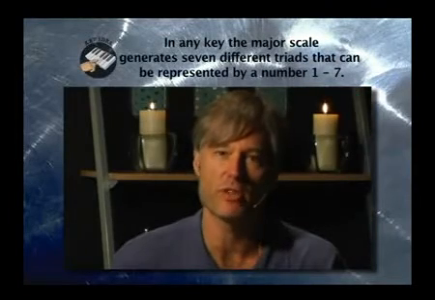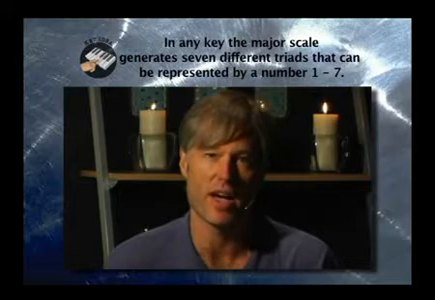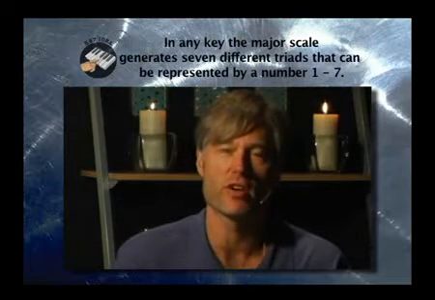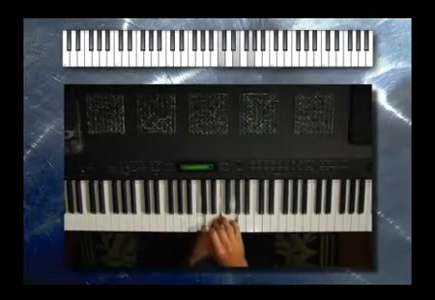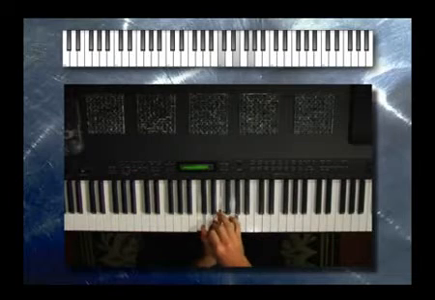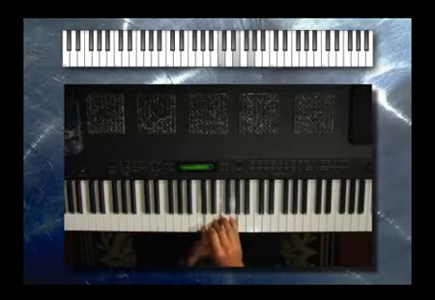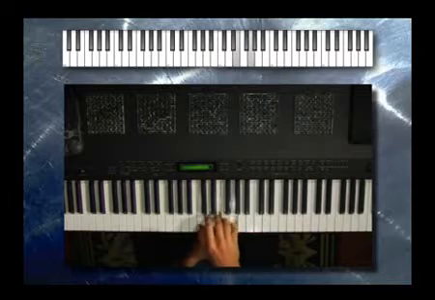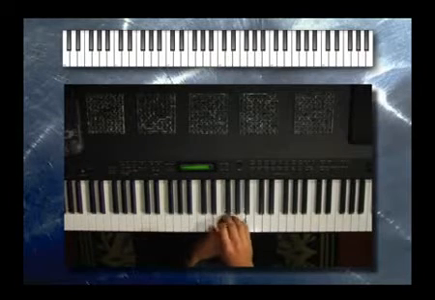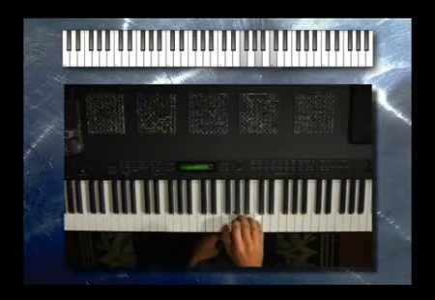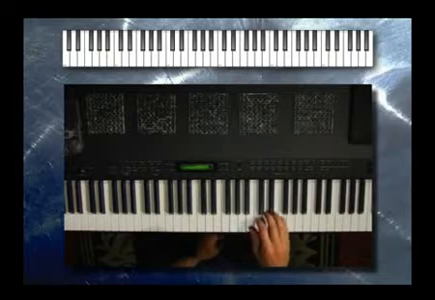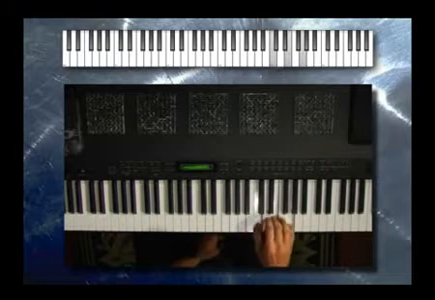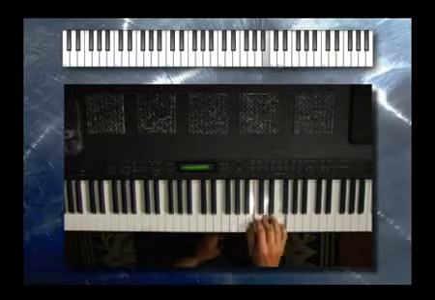Also, in any key, the major scale generates 7 different triads. And those triads of the major scale can be represented by a number 1 through 7. The first triad is C major, and the scale we're using is a C major scale. So if we take each chord up to the next white note, and we're fingering this 1, 3, 5, we get a different triad every time we move that position.